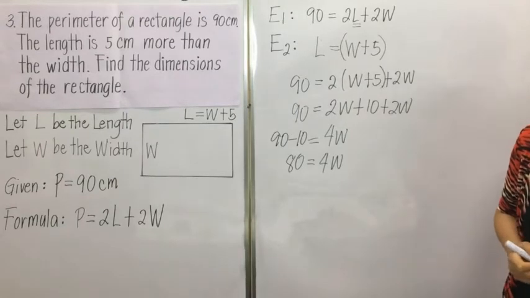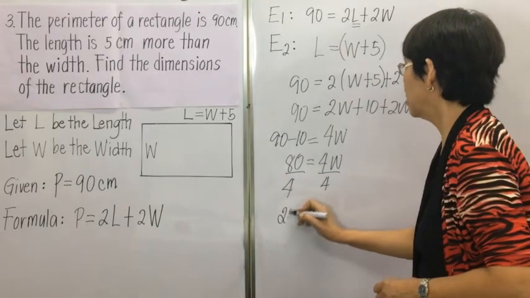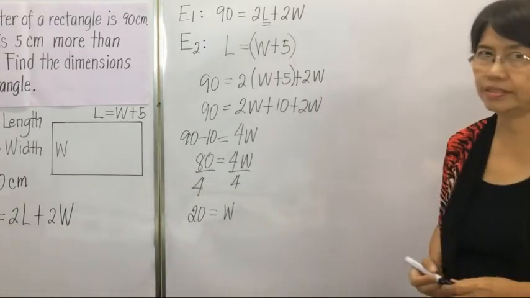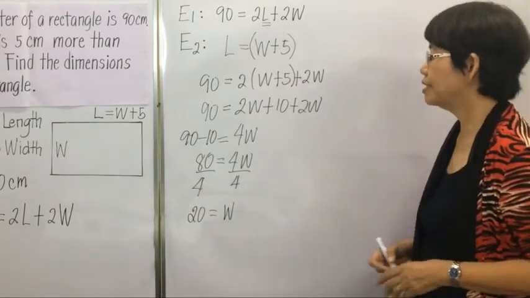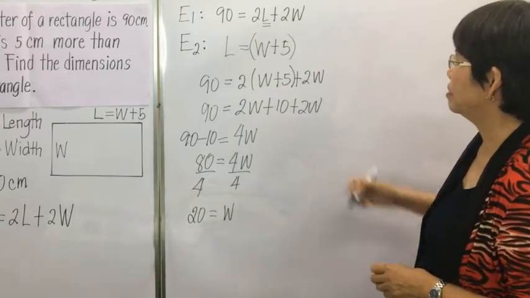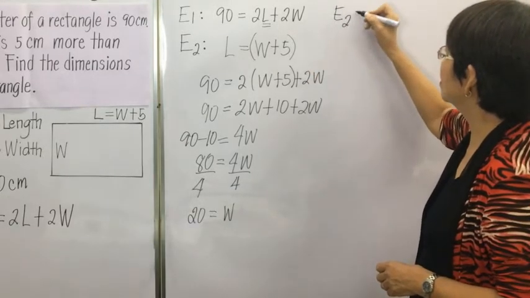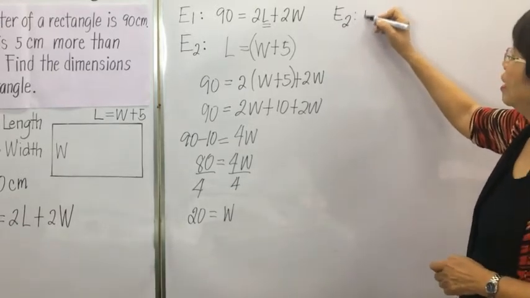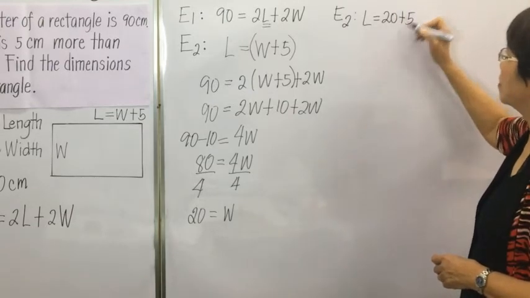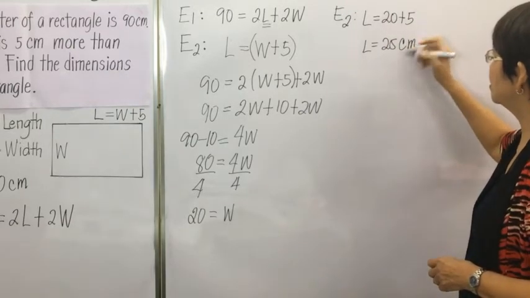Dividing both sides by 4, we have 20 equals W, or 20 centimeters. And then substituting this value to any of the two equations, we will choose the simpler one. We will choose this, equation 2. So we have L is equal to 20 plus 5. So L is equal to 25 centimeters.